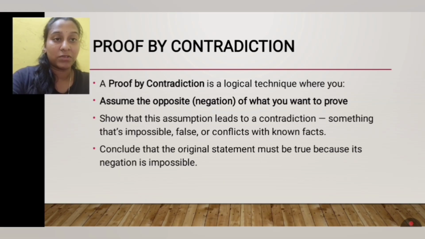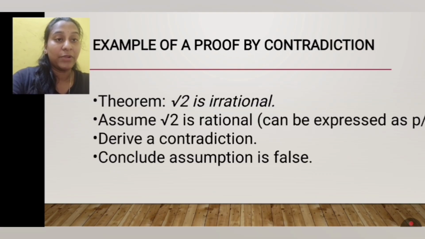Then proof by contradiction. A proof by contradiction is a logical technique where you assume the opposite of what you want to prove, that is the negation. Show that this assumption leads to a contradiction, something that is impossible, false or conflicts with known facts. Conclude that the original statement must be true because its negation is impossible. Then an example for proof by contradiction. The theorem is root 2 is irrational. Assume root 2 is rational. Derive a contradiction. Conclude the assumption is false.